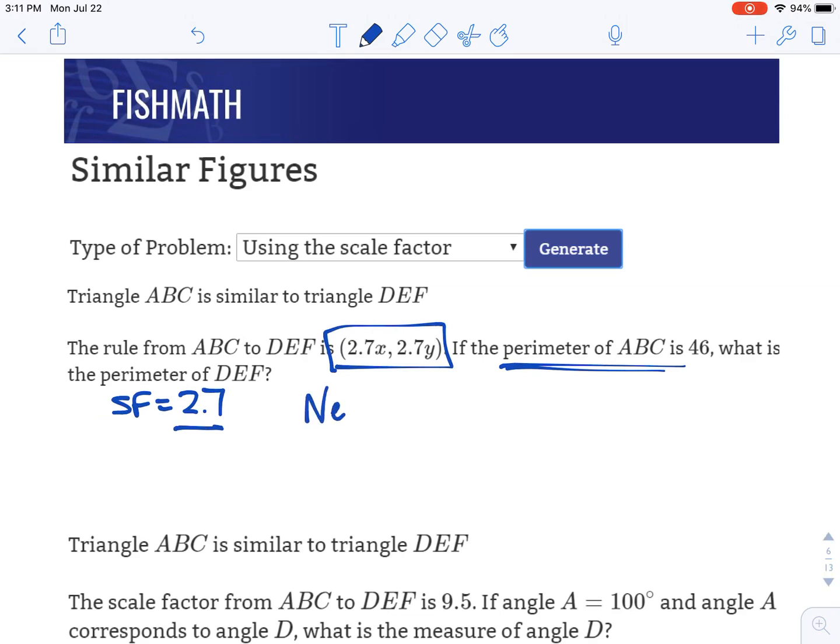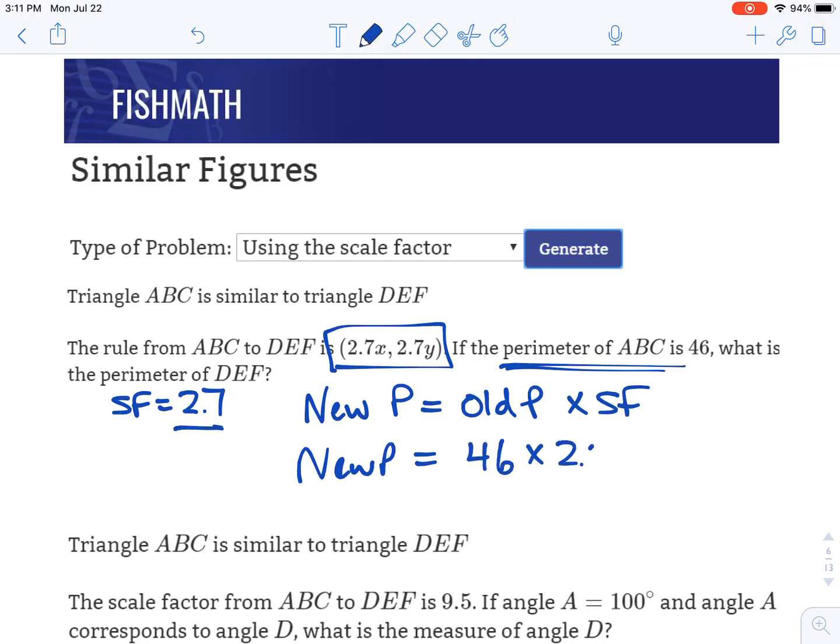So we say the new perimeter is just the original perimeter times the scale factor. So if the old perimeter was 46, then the new perimeter would just be the old perimeter, 46, times 2.7. And it says that the rule from ABC to DEF, so 46 to the new one, is 2.7. So we are doing this in the correct order. So 46 times 2.7 would be our new perimeter, which is 124.2.